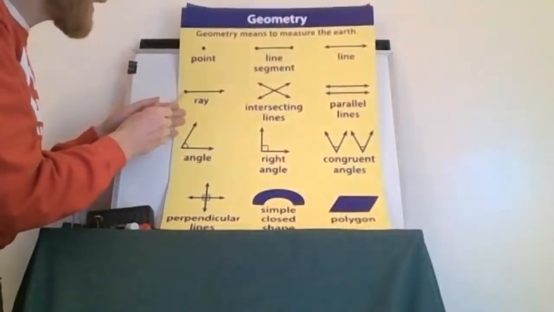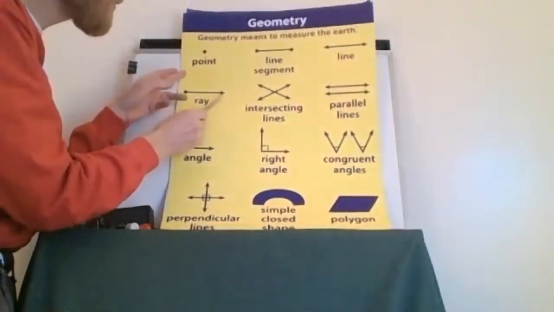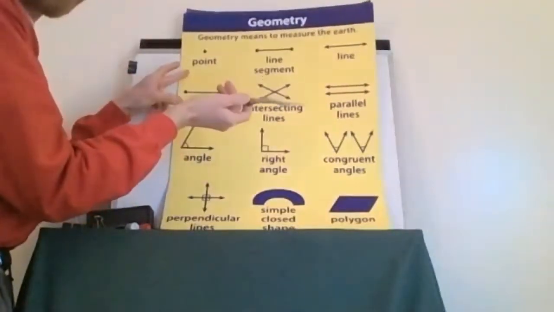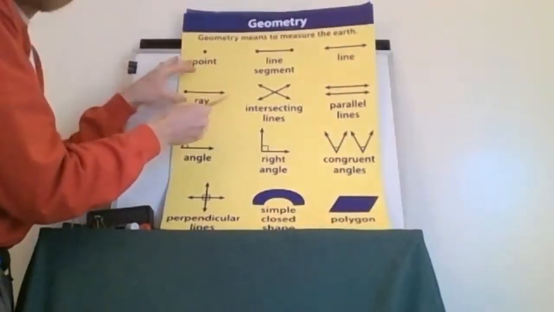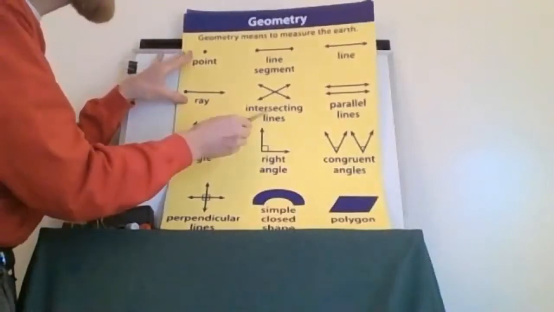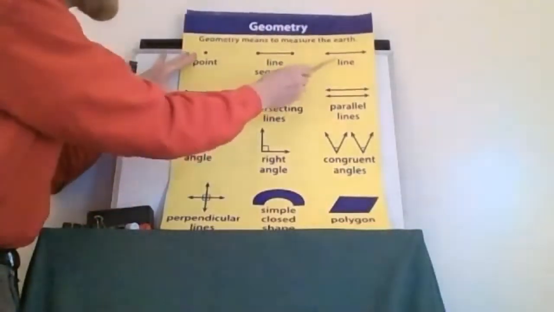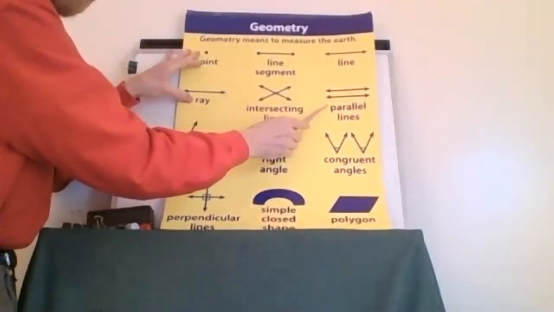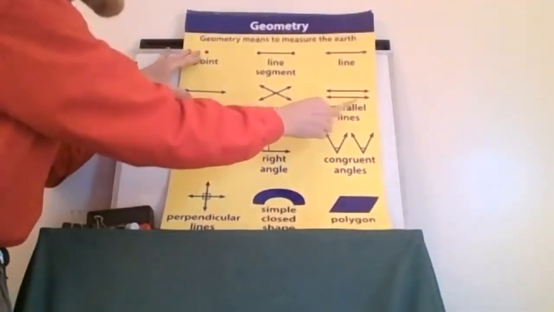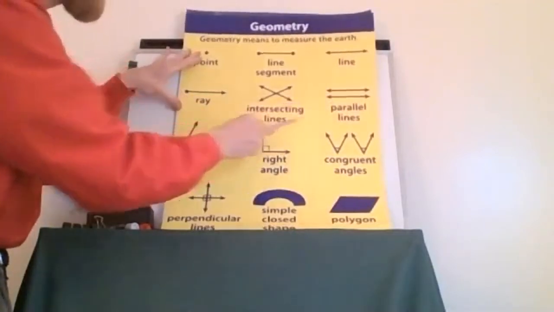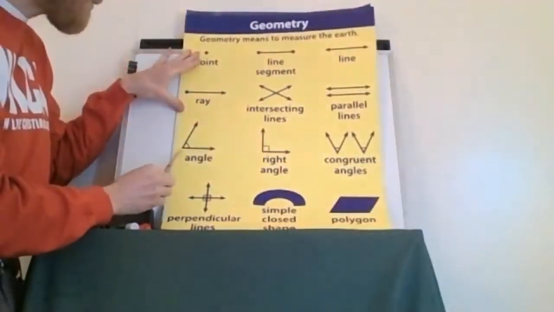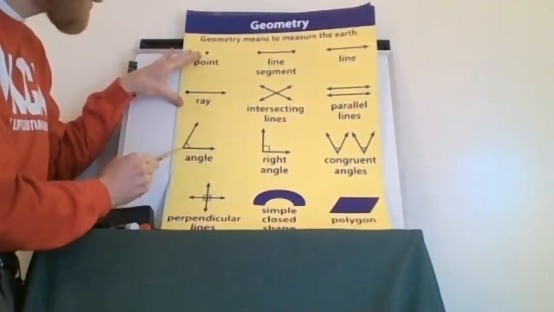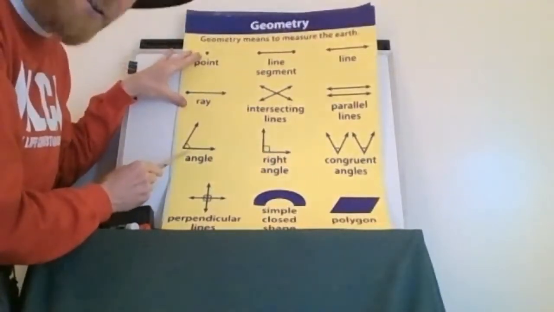Ray has a point on one end with an arrow going out, the arrow indicating that it just keeps going and going indefinitely, or however long you want it to be. Intersecting lines. Again, it's a line, but there are 2 that intersect. They cross. Parallel lines run side by side. Angle: 2 rays put together. That's a ray. So there are 2 of them joined together to make an angle.